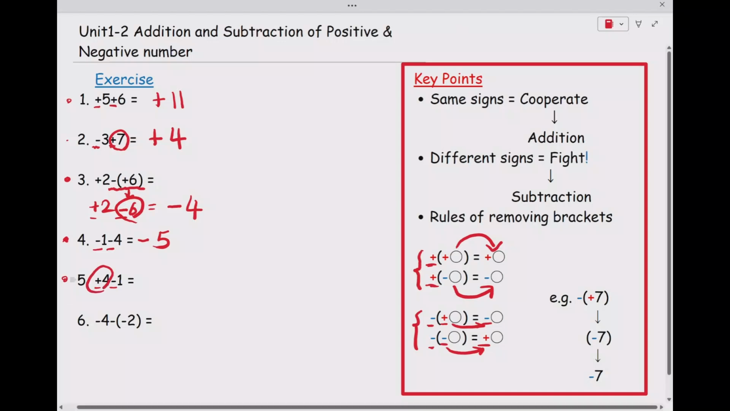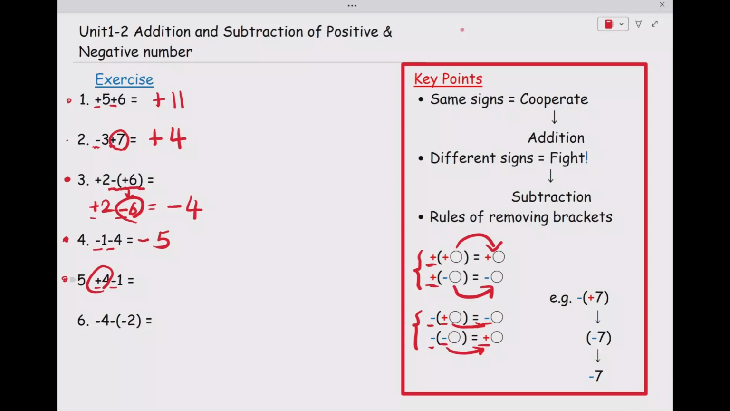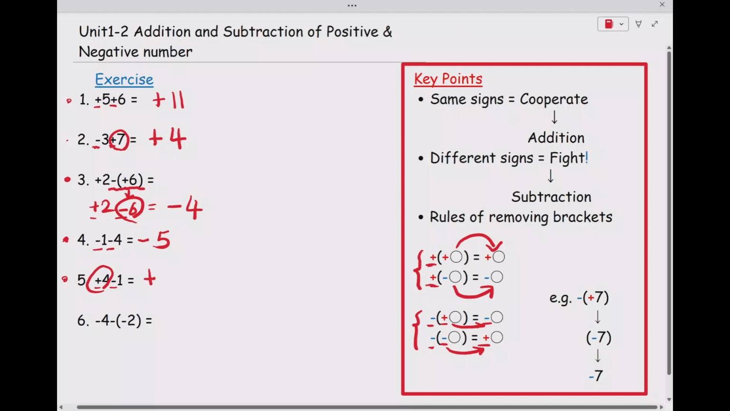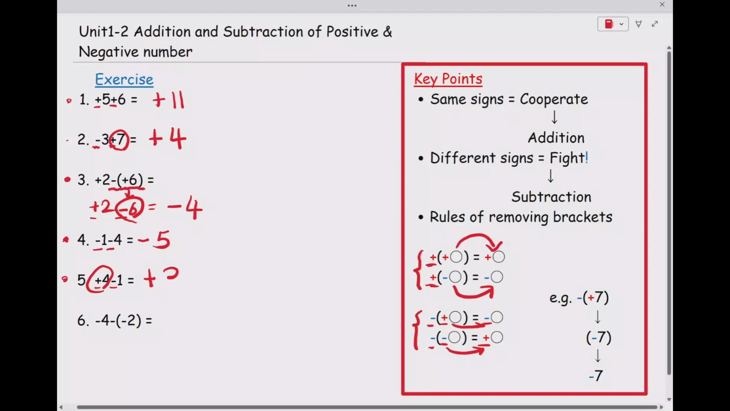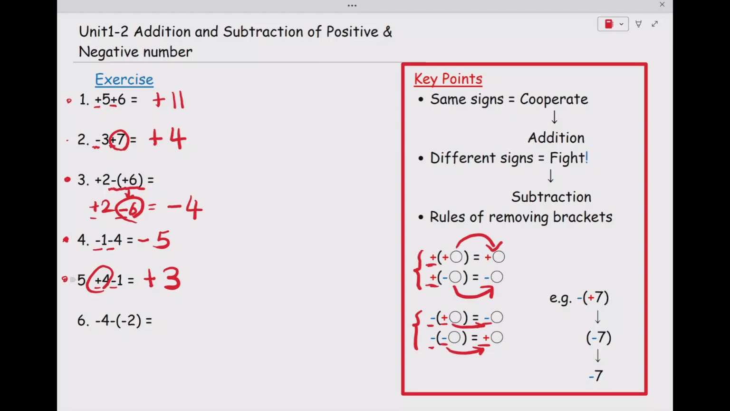So, in this case, the plus team has the bigger number, and therefore the plus team wins. So, the sign for the answer is going to be plus. And, the next step is simply subtract one from the other. The bigger number minus the smaller number. So it is going to be 4 minus 1. And you get 3. Then, together with the winner team's sign, you will know the answer is plus 3.